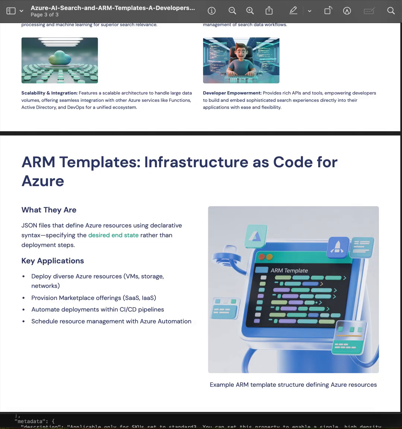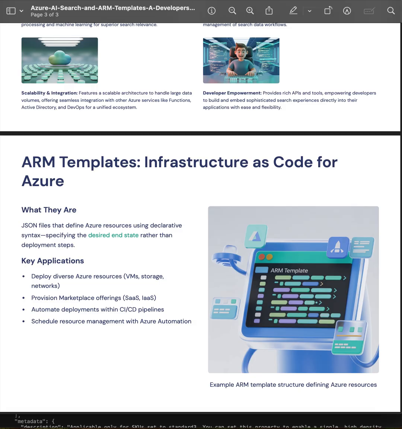Now, what is an ARM template? An ARM template is a JSON file that defines one or more resources to deploy to Azure. ARM templates use a declarative syntax, meaning you define the desired state of your resources rather than the specific steps required to create them.